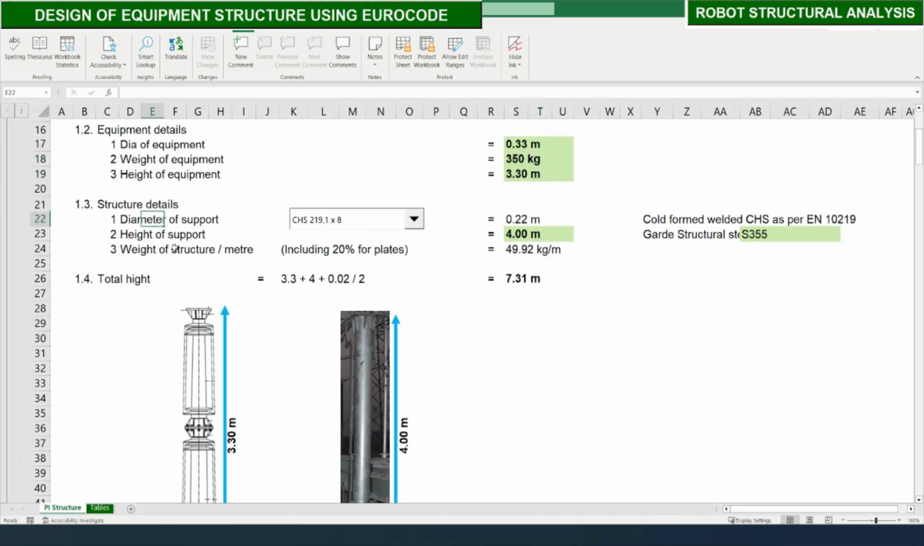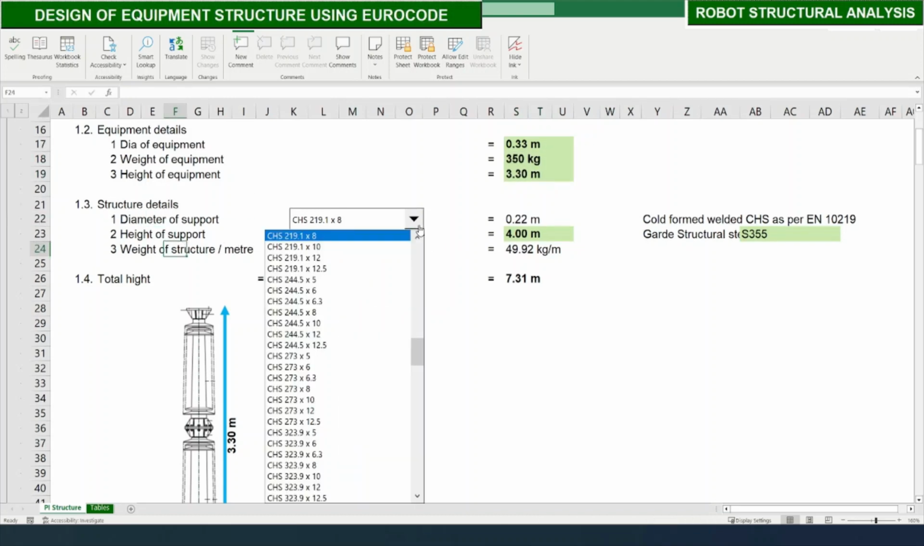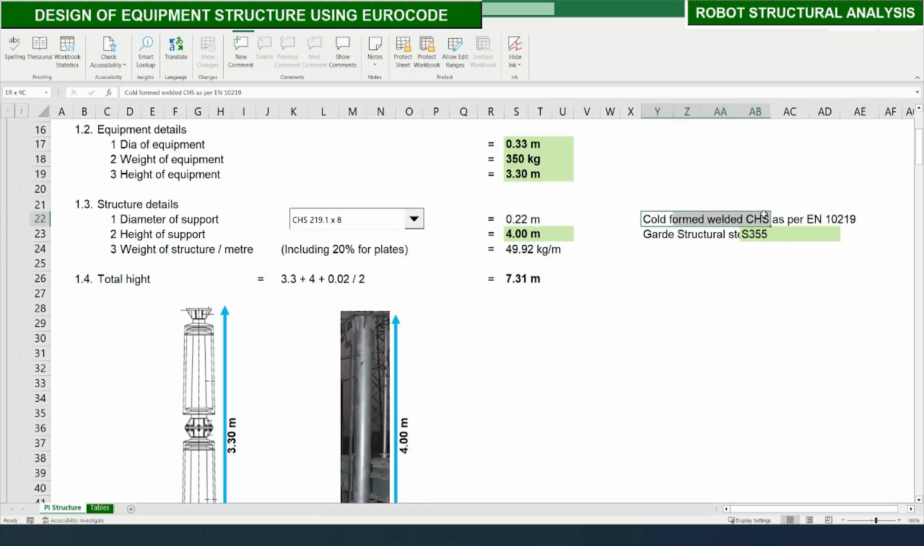Next, about the structure details. For structure we can consider the square hollow section as per European standard, where this square hollow section is a cold formed welded section as per EN 10219 standard. So the grade of structure we can consider 355. Generally for European standard there are 4 grades: 235, 275, 355 and 450. So we can consider 355 for our calculation purpose.